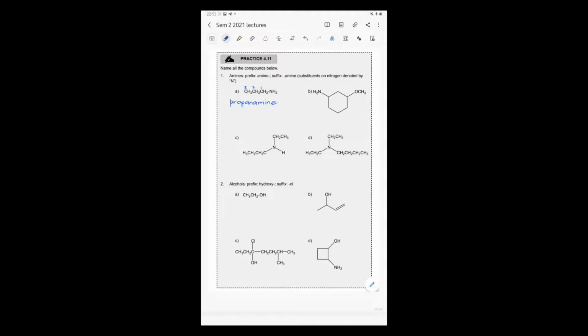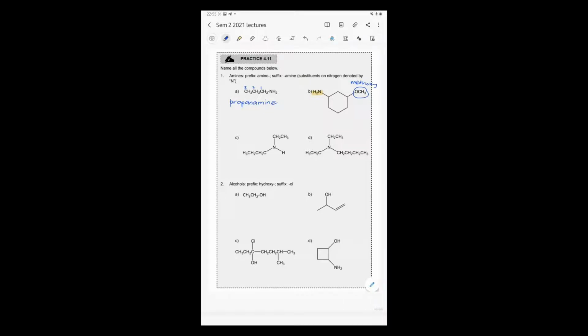Okay, B. We have NH2, and we have OCH3. If we refer to group A, OCH3 is not one of the priority groups. So OCH3 will be the substituent. We call this methoxy. If you have 2 carbons, it is called ethoxy. 3 carbons, propoxy, and so on. Now we have only 1 carbon, methoxy. And this is the parent, which is cyclohexane.